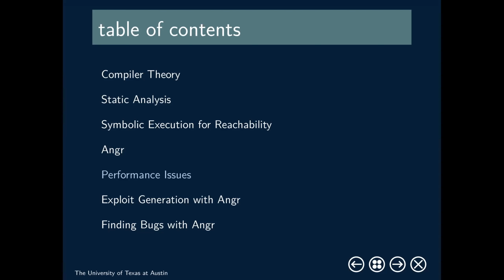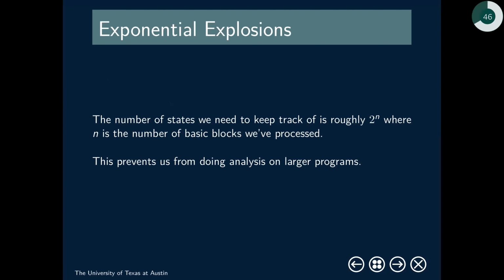I said earlier that symbolic execution has performance issues because of exponential state explosion. The number of states that we need to keep track of is roughly 2 to the n, where n is the number of basic blocks we've processed. If you think about it, this is going to prevent us from doing analysis on big programs, because we'll just be running analysis forever. And I guess you could make the argument that eventually your analysis will finish in 100 years, and then you'll get the flag. But do we really care if we're going to get it in 100 years?